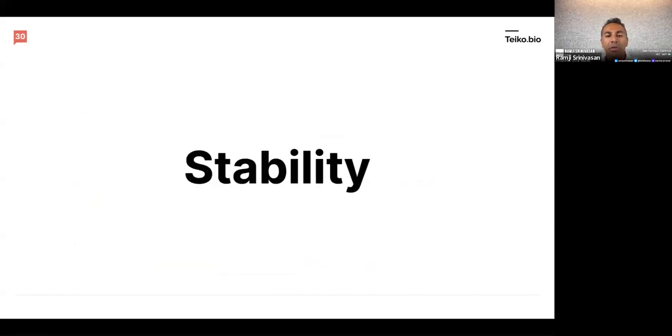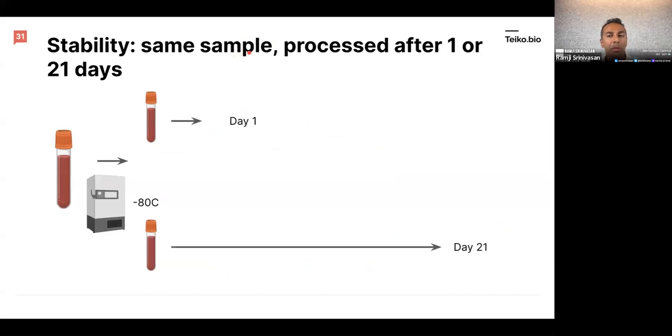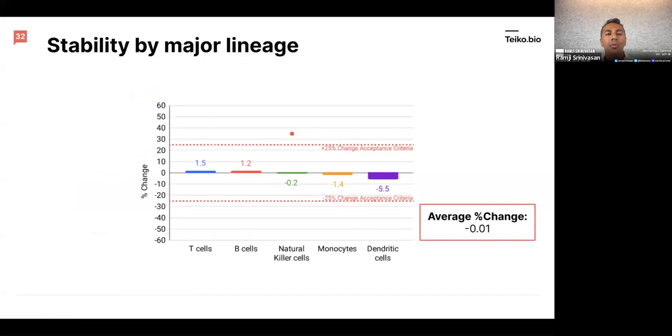And then the last item is stability. So we took the same sample, we processed after 1 or 21 days. So took a sample, put it in the freezer, then processed it on day 1, or took the same sample and then processed it on day 21. Because a lot of customers will send us a sample, but they don't want to process it right away. So for this, we looked at the stability by major lineage, and we saw, again, the average percent change was very small here, which is good, negative 0.01%. You can see the detail in here by major lineage: T cells, B cells, NK cells, monocytes, dendritic cells. All these are quite stable across the board.